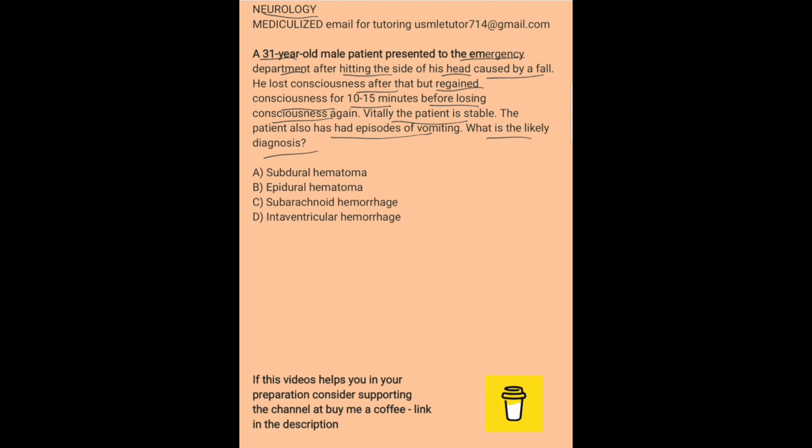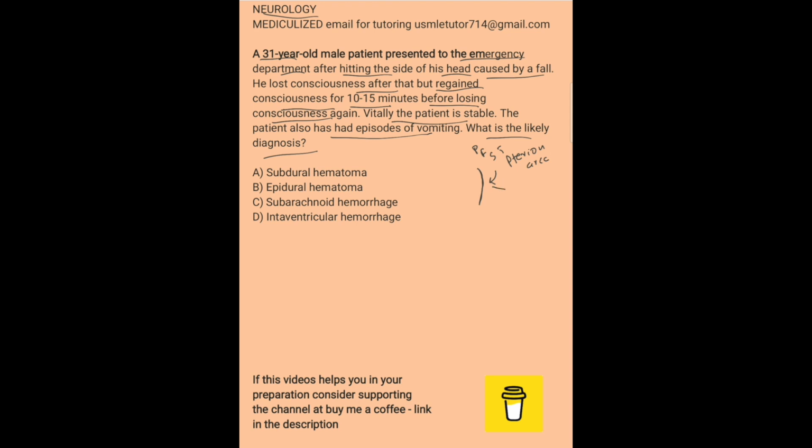So let's talk about this. So remember when they say the side of the head? Usually, if this is the side of the head, especially the pterion area, it is the weakest area on the side of the bone. This is where the frontal, the parietal, the sphenoid, and the temporal bones combine. This is called the pterion area. So it's really the weakest area.